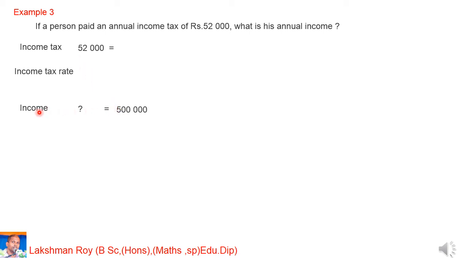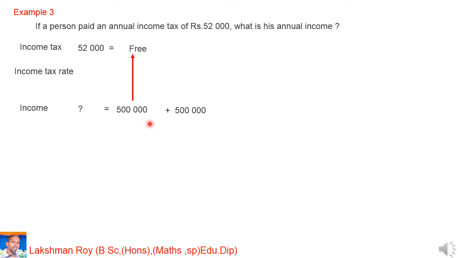Income, right? I take income as 500,000 rupees. You know, students, this first 500,000 rupees, what is the income tax? That is free, right? Tax is free, so that is no problem.